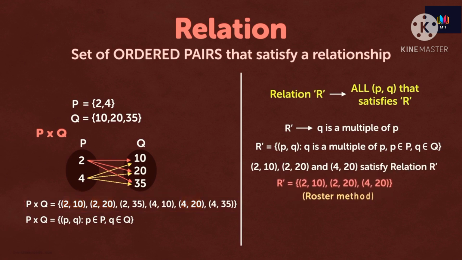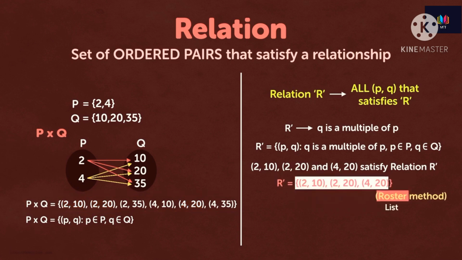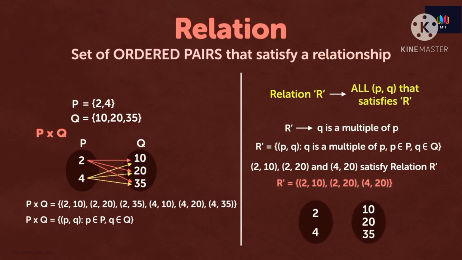This is the roster method to represent set R'. Roster means list. So we can say that the ordered pairs in set R' are all listed like in a roster. Set R' can also be represented using an arrow diagram. We draw an arrow for every ordered pair in set R'. So we draw one arrow for (2, 10), another arrow for (2, 20) and another arrow for (4, 20).